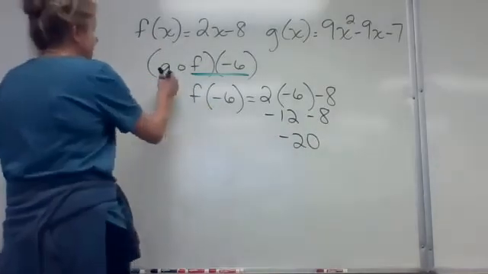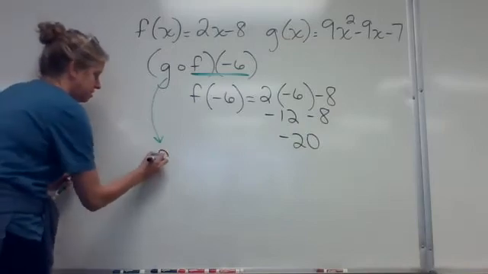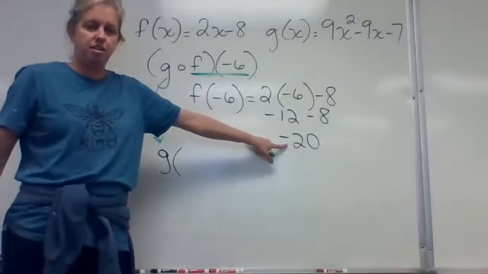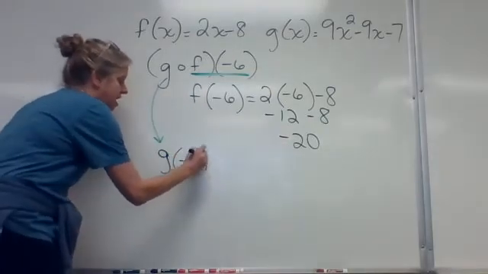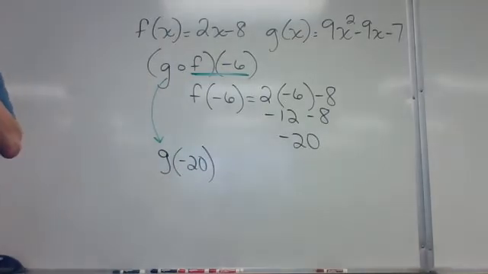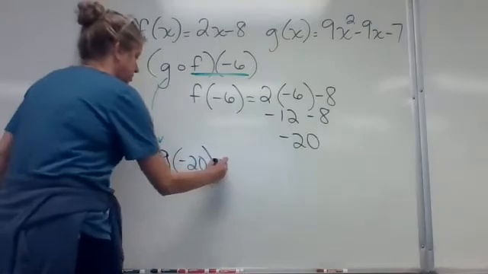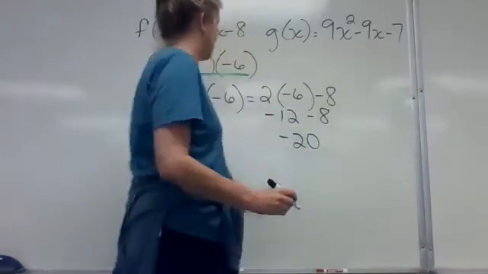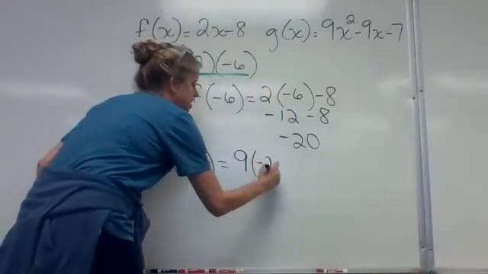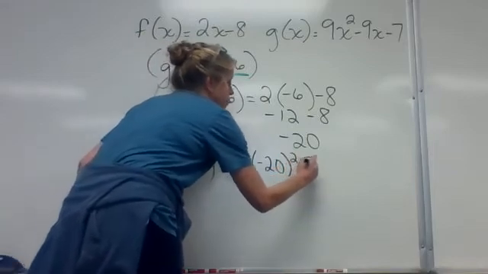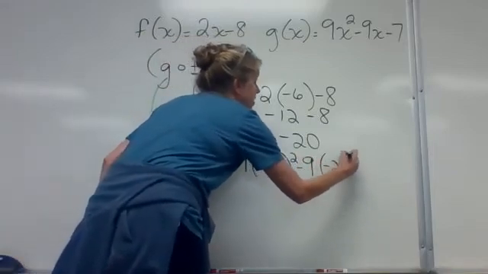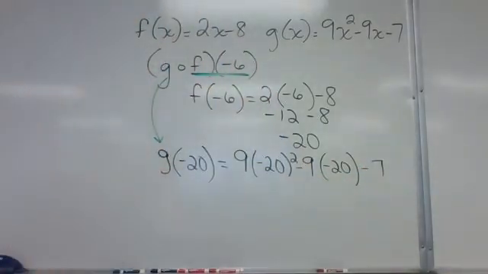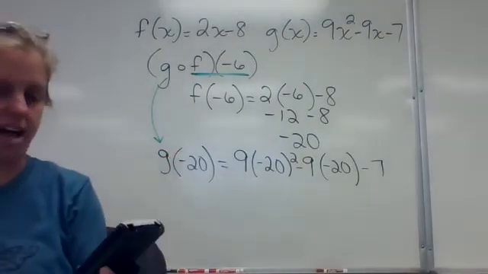So once I get that, then I drop down this g, and you find g of whatever that last answer was. So I'm finding g of -20. Which means I'm going to g and replacing its x's with -20. So I have 9 times -20 squared minus 9 times -20 minus 7. And you can type that whole thing just like that in your calculator.